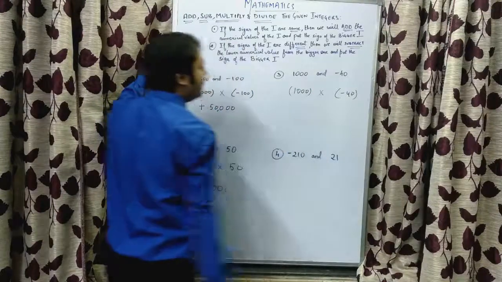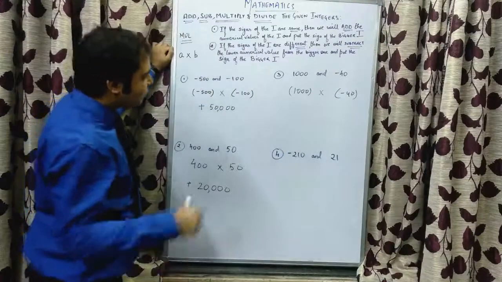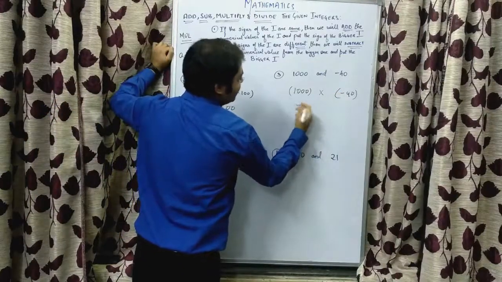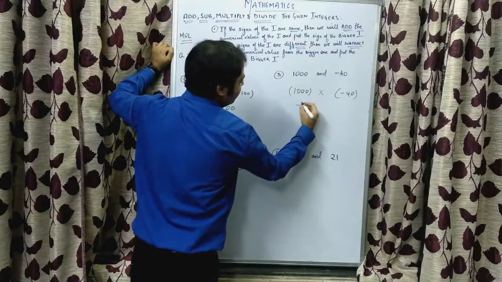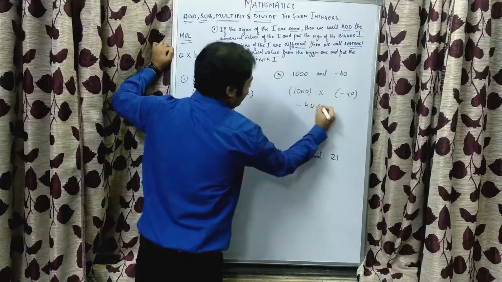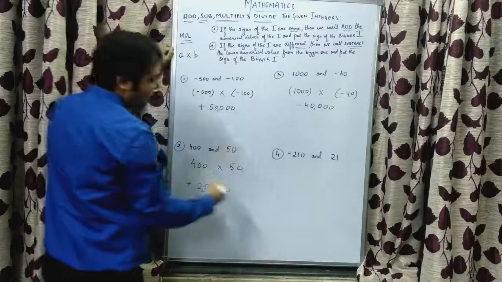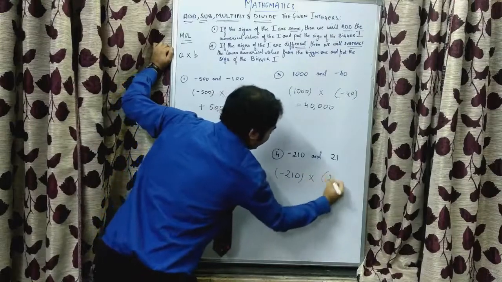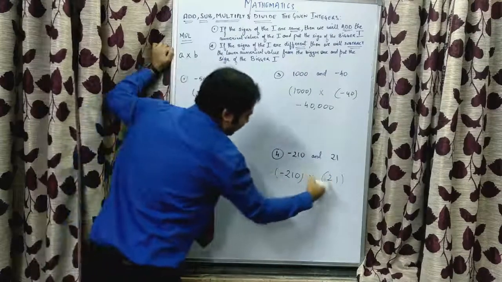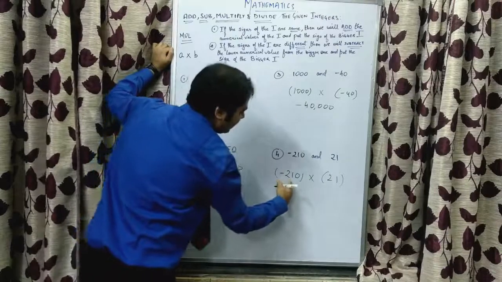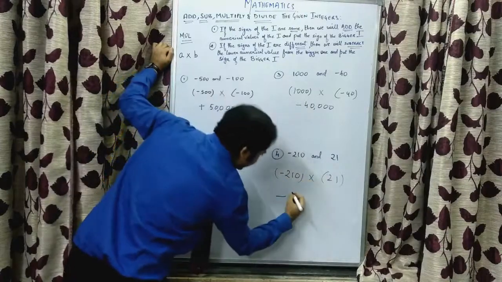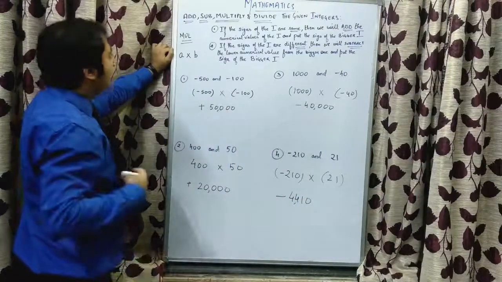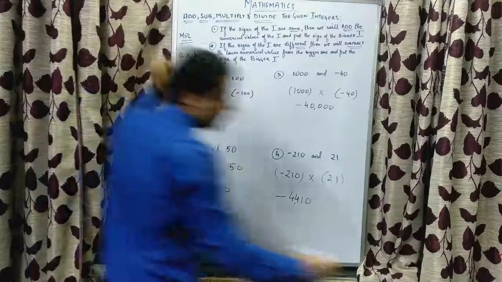Right? Third one, 1000 and minus 40 we need to multiply. So therefore I will put a multiplicative sign there. Now plus into minus will give you minus. 1000 into 40 will give you 40,000. Right? Next one, minus 210 into 21. Minus into plus will give you minus. 210 into 21. 21 into 21 is 441. This will be your answer. Now next thing that we will be doing is division.